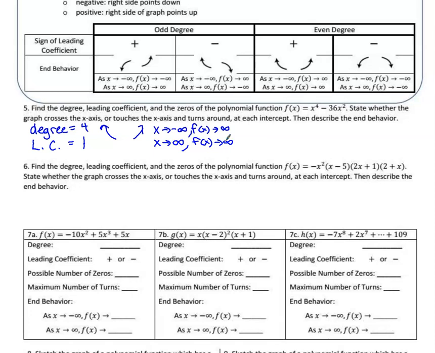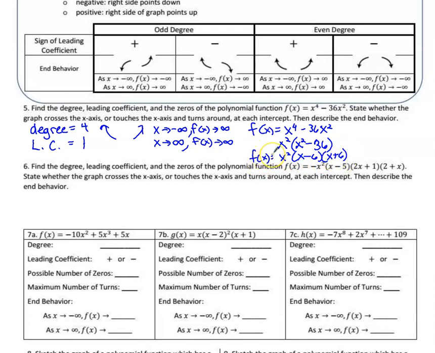Well, to do that, I need it in factored form. So I need to factor this. So this is f of x equals x to the 4th minus 36x squared. I look for the greatest common factor, and I see an x squared. So I'm going to factor out an x squared, and that leaves me x squared minus 36, which can be factored to x minus 6 and x plus 6. So there's the factored version.